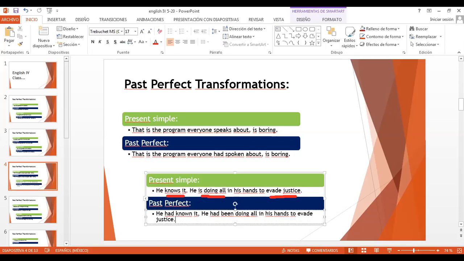¿Qué dice allí? En este caso cambiamos las dos primeras e ignoramos la última. To evade justice. He had known it. He had been doing all in his hands to evade justice. ¿Está bien así? ¿O is there any other change that we have to make? ¿O hay algún otro cambio que necesitamos hacer?